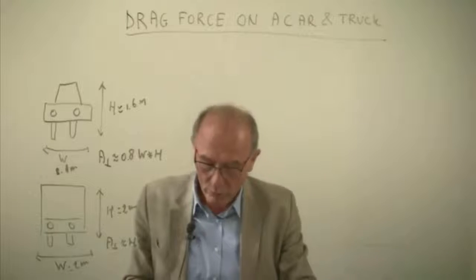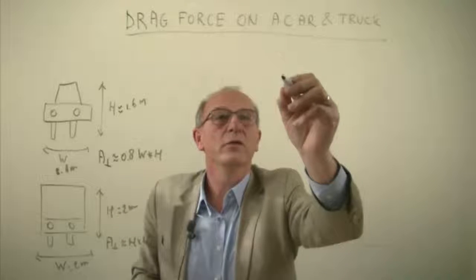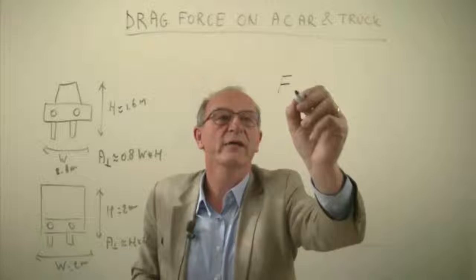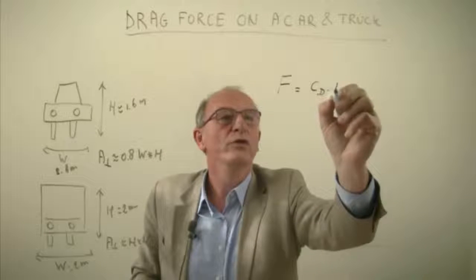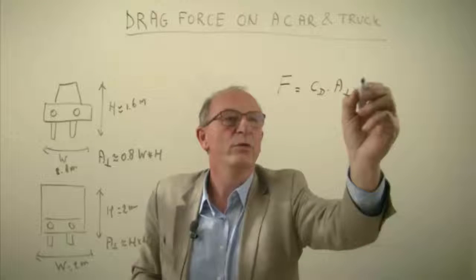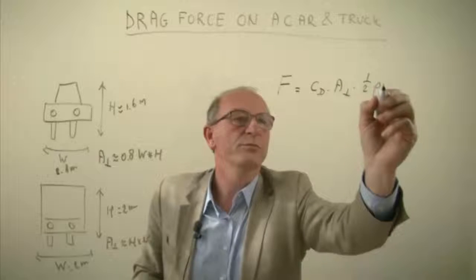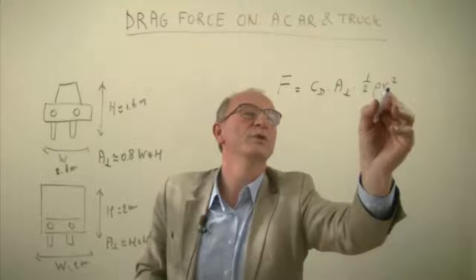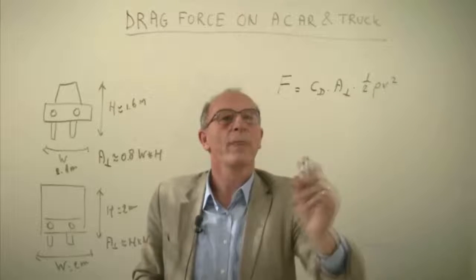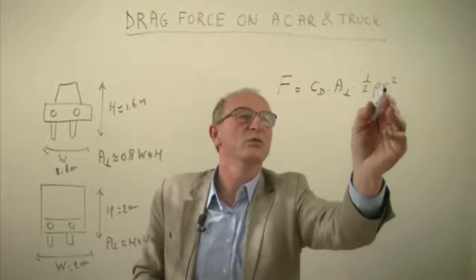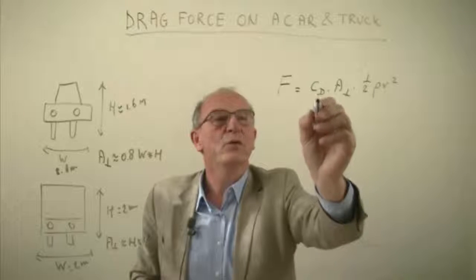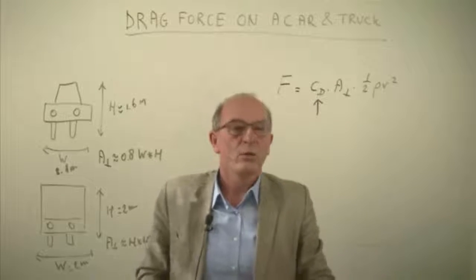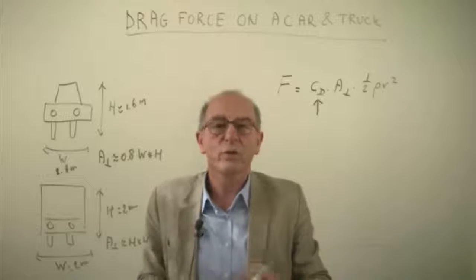Well, we have found an equation for it. The force acting on an object is a drag coefficient multiplied by the surface area multiplied by the kinetic energy per unit of volume. Here we assume that the speed of the truck and the car is equal and that the air density is similar. Then we only need to know the CD factor. The CD factors are determined in wind tunnels.